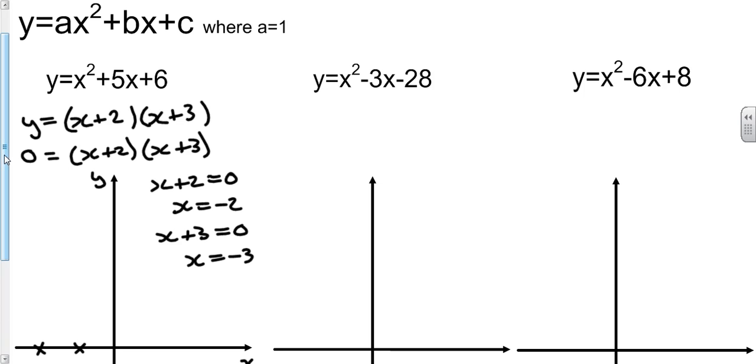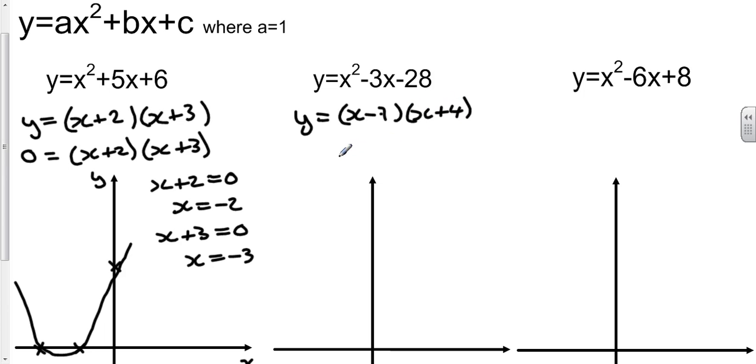Just for clarity, we're going to plot it. You should notice that the y-intercept is 6, and therefore roughly the graph will have a parabola shape, something like that. Now with this second one here, if we factorise it, we get x minus 7 and x plus 4.